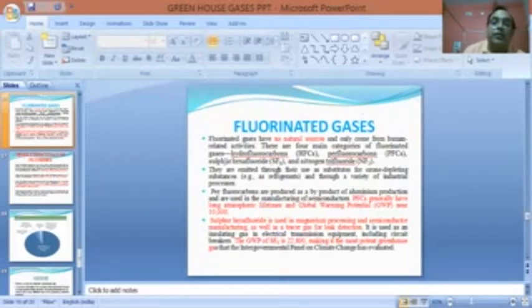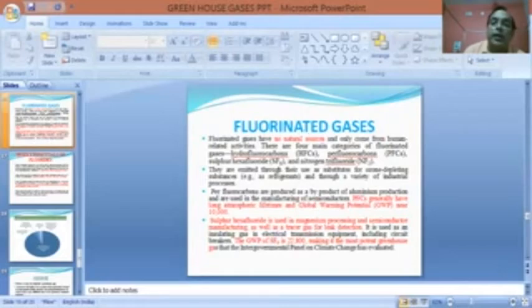So, these gases are hydrofluorocarbons, perfluorocarbons, sulfur hexafluoride, nitrogen trifluoride. These are the major fluorinated gases, and they are emitted through their use. What we have done to safeguard our ozone layer is shift CFC varieties in our freezers and air conditioners. So, substituting those CFCs has led to the emergence of a new type of fluorinated gases.